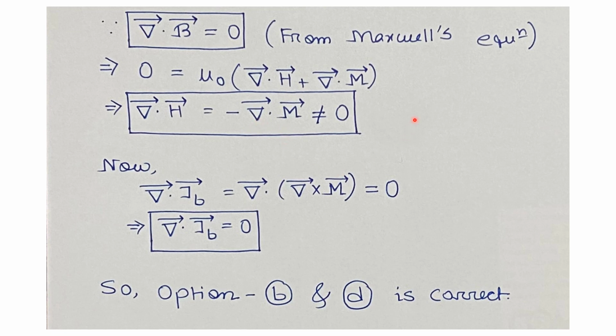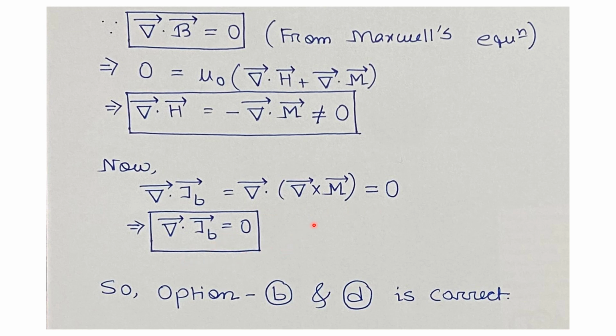Now our system has a volume bound current density Jb. This means our system has non-uniform magnetization. So the divergence of M vector for this system is non-zero, and it will give rise to divergence of H being non-zero. Now divergence of Jb is divergence of curl cross M, because Jb is defined as curl cross M. And this term is also 0, so your divergence of Jb is 0.